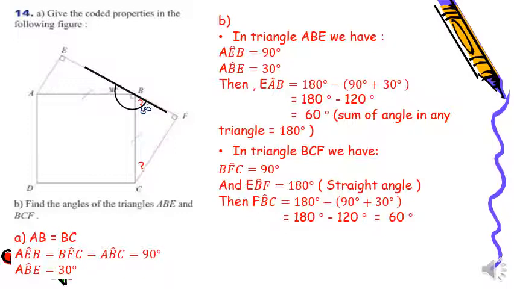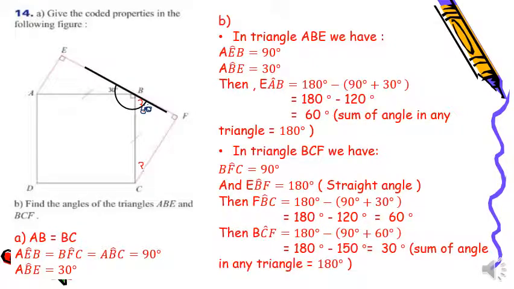Now, can you find the measure of this angle? Yes, we know that the sum of angles in any triangle is equal to 180 degrees. So, BCF is 180 degrees minus the sum of the other two angles, which is equal to 30 degrees. So, this angle is 30 degrees. Now, I finished finding the angles in the two triangles.